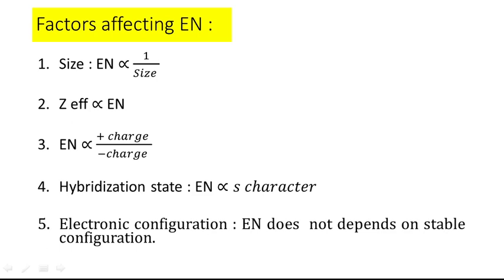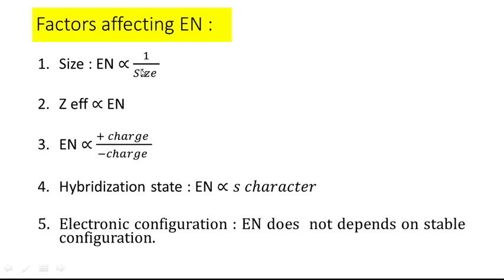Next is the factors that affect electronegativity. So basically number one factor is your Z effective, because you know Z effective plays an important role in understanding the other periodic trends. So basically as the value of Z effective increases, the value of electronegativity will also increase.